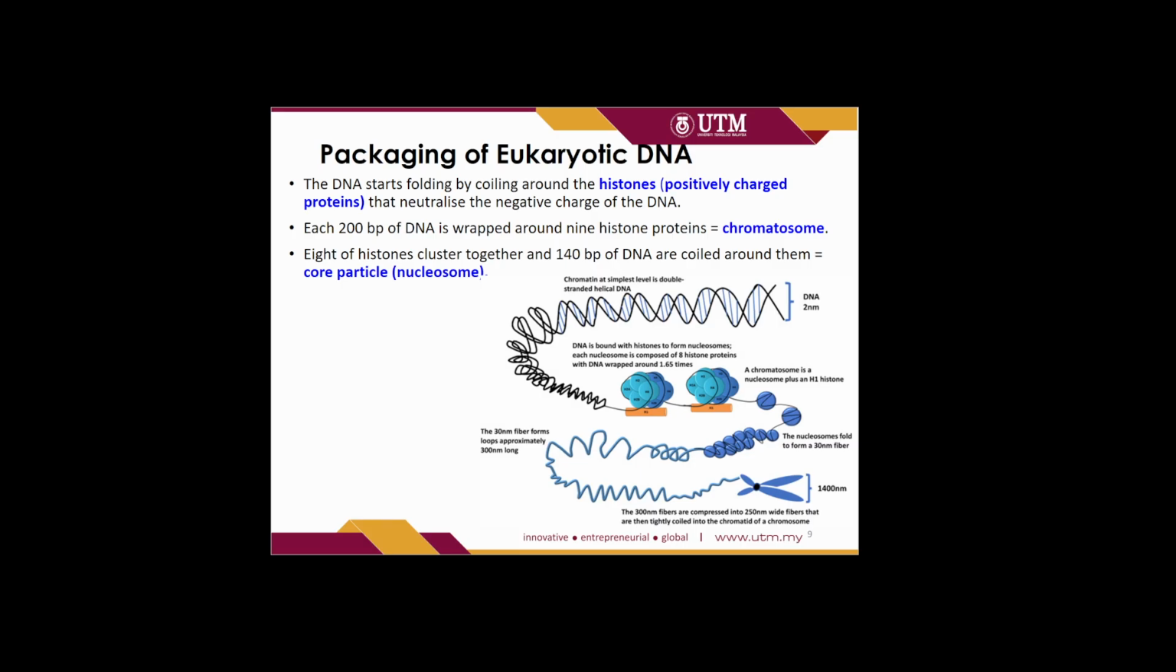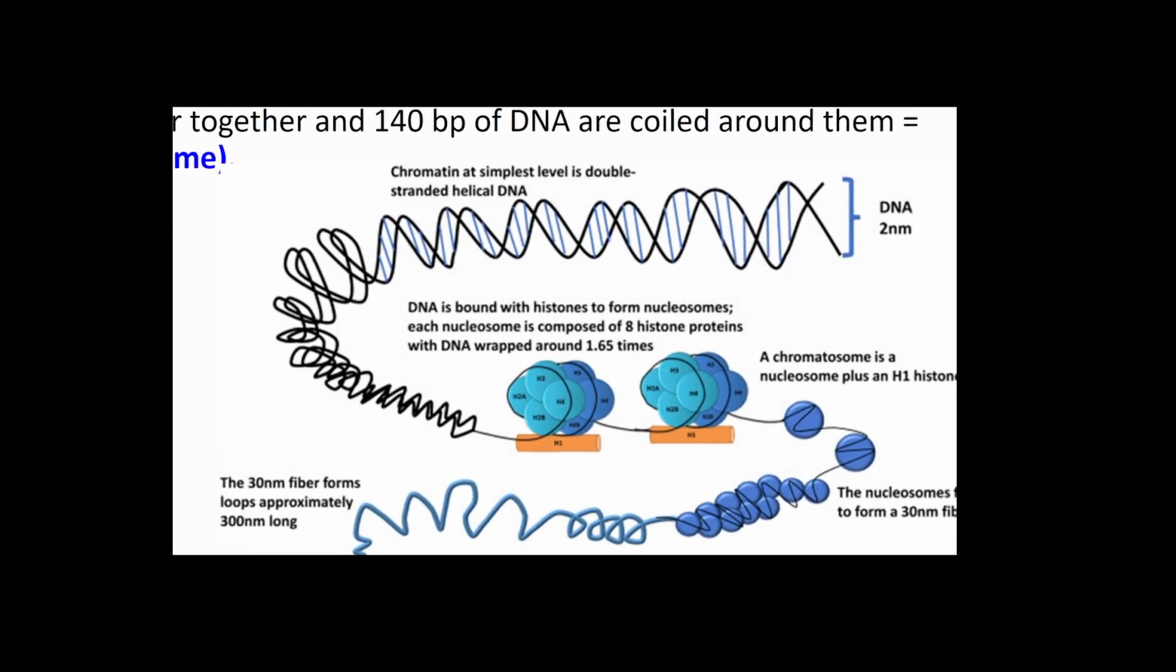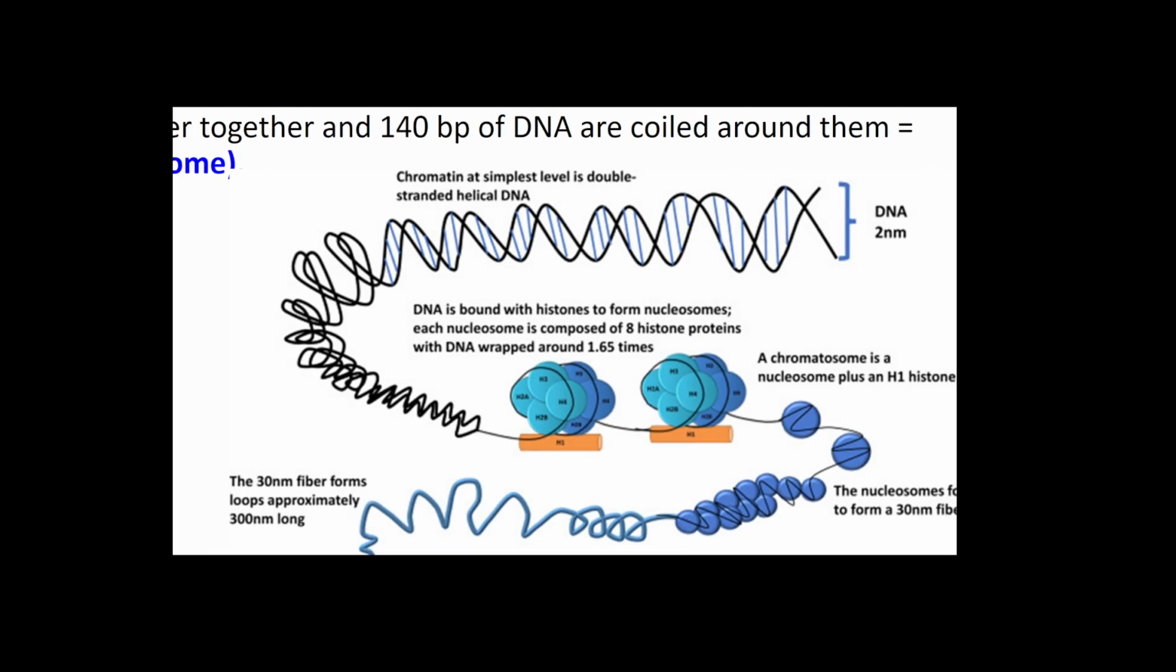The DNA starts folding by coiling itself around histones, which are positively charged proteins. As shown here, we have 8 histones that the DNA is wrapping itself around. As I mentioned, they are positively charged. Does that mean that the DNA might have a negative charge? Where does it get it from?